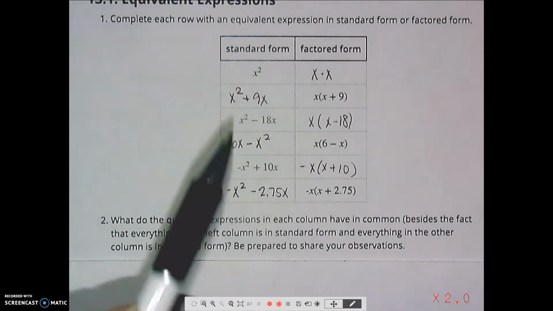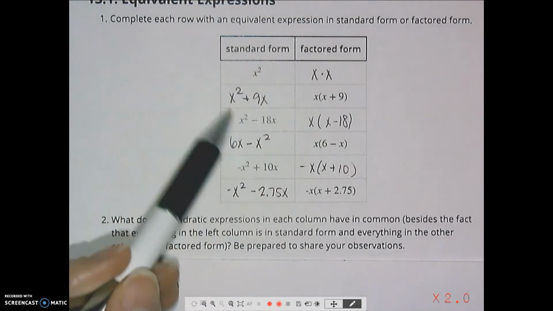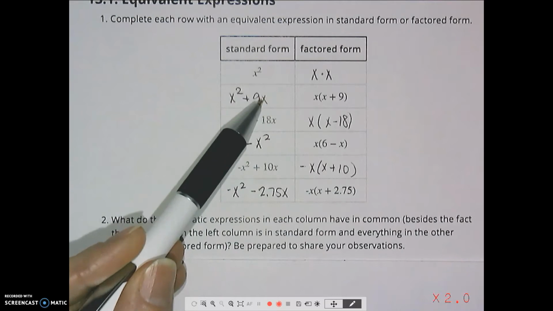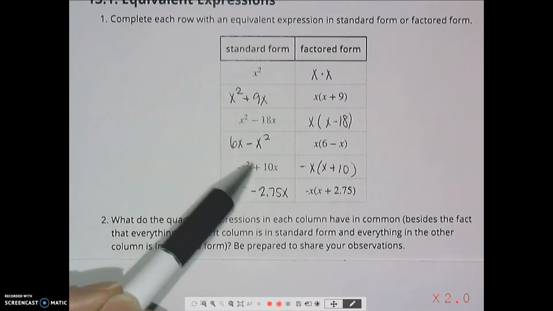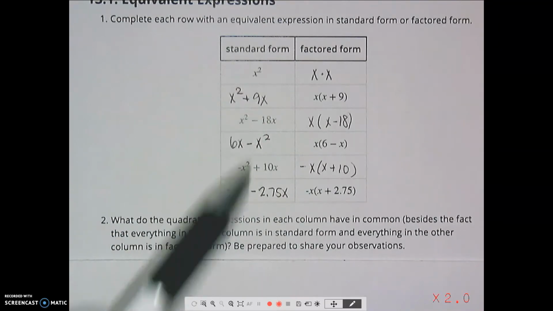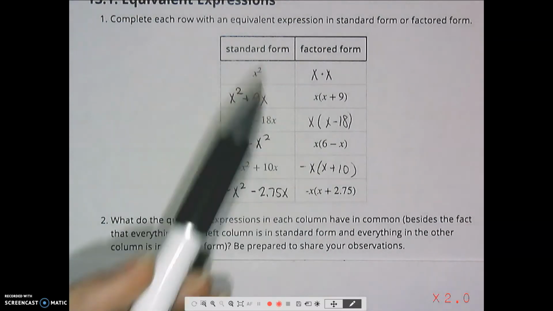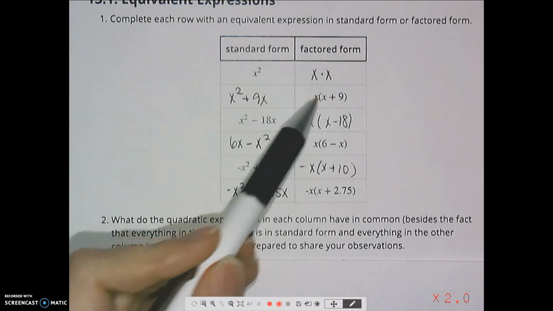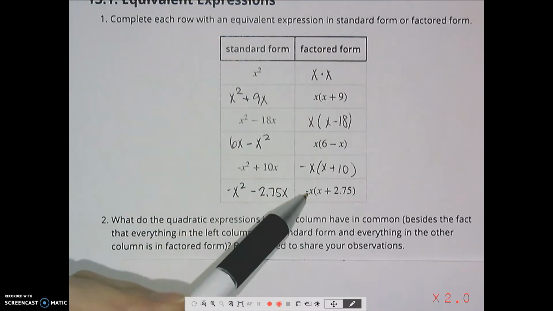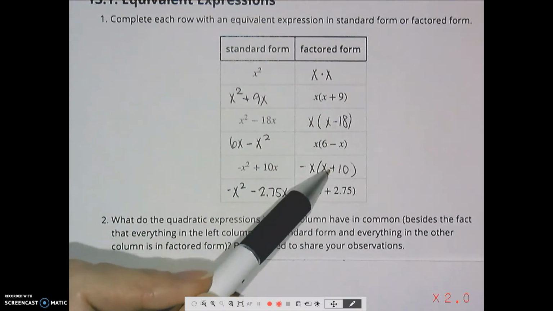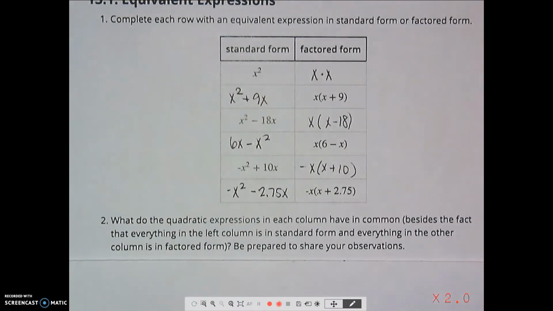So if we're looking here on the left, all of them have an x squared term, and then some of them, or most of them, have some sort of linear term, but none of them have a constant term. On the right-hand side here, we're noticing that each of them has some sort of factor of x, whether it's a positive x or negative x, depends on the question. And then the other part is just x plus or minus some sort of number. Okay, so that's what we notice there.